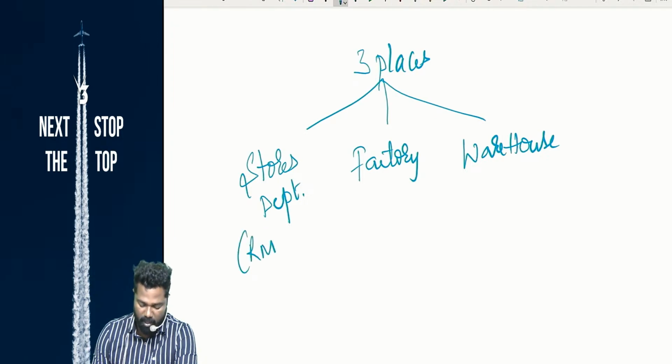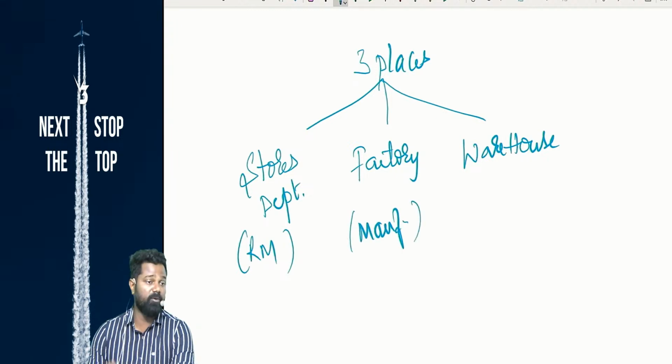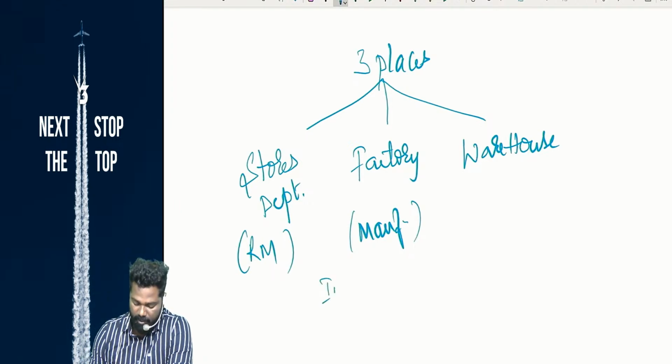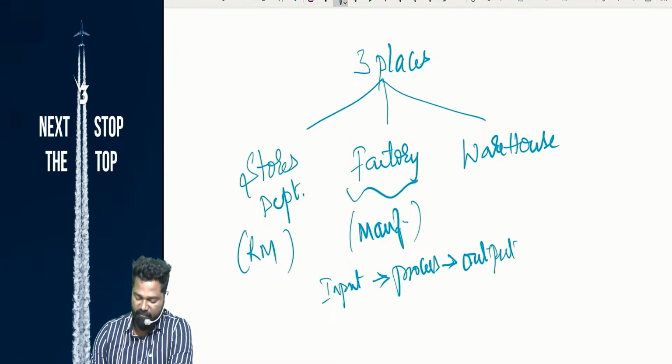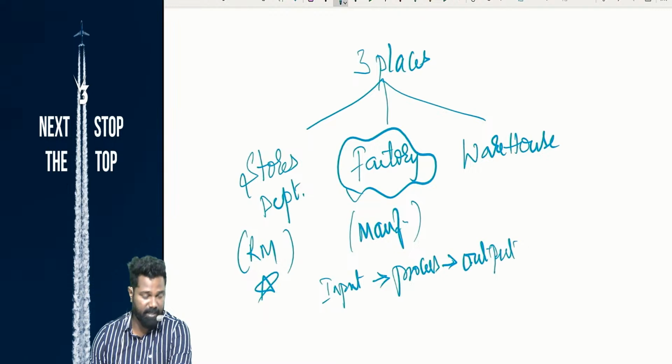Here we will store what? Raw material. Here we will manufacture goods. It means we will put input, process, then output. What is that concept? Input, process, output. This happens in the factory. Are you all following with me? So stores department is nothing but where we store raw material. Are you all there with me?